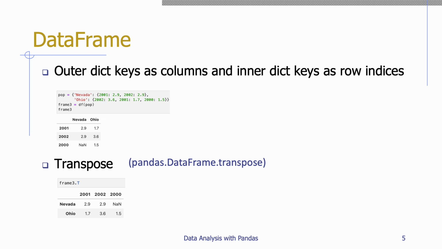Here, outer dictionary keys are defined as columns and inner dictionary keys are defined as row indices in the data frame. In this example, we have another data called pub, and its outer key values Nevada and Ohio are defined as columns, and inner key values 2001, 2002, and 2000 are defined as row indices.